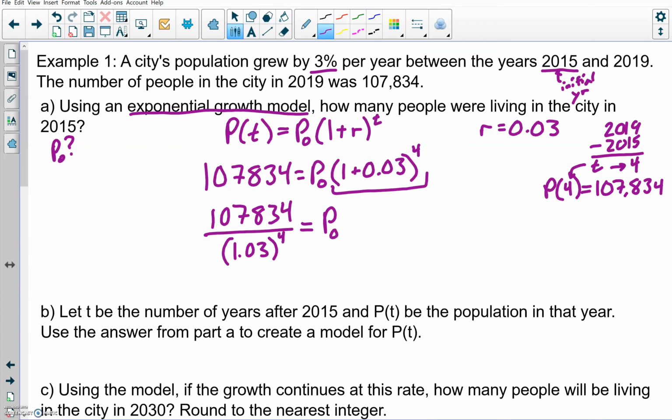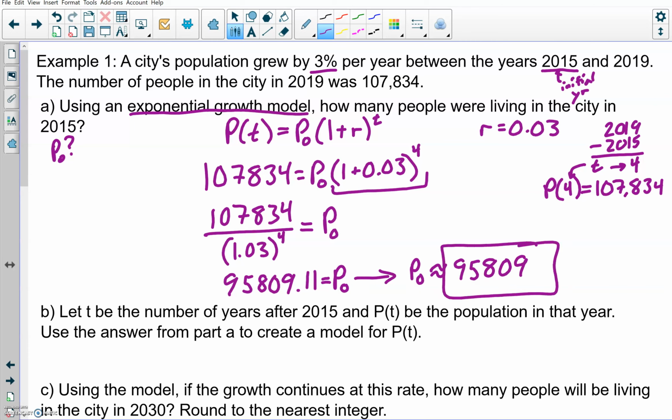And if you put that in your calculator, or more importantly in Desmos, what you're going to end up with is 95,809.11 equals P0. And then you would round this for the model. So P0 would be approximately 95,809. So that's the number you'd be looking for.